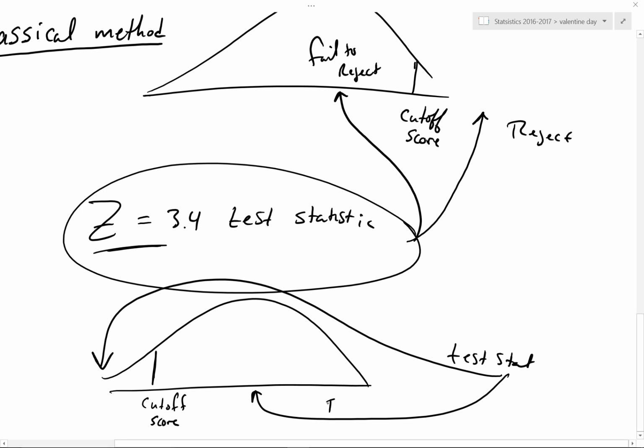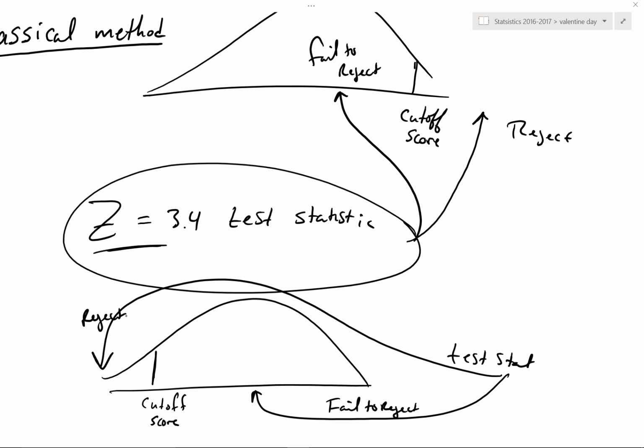No, so this is fail to reject here. Oh, this is reject out here. So if you're in the tails, you're going to reject, because that's weird. If you're anywhere but the tails, we're going to fail to reject. Yes. We do not accept.